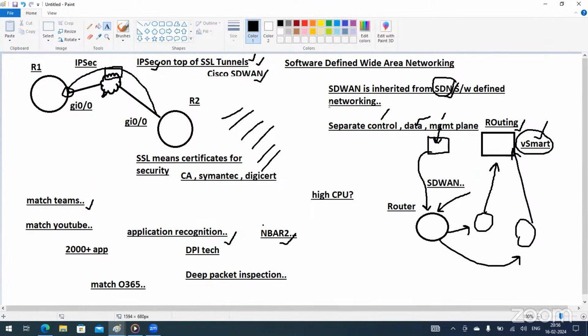Is this clear, everyone? Any question? Please tell me once again, sir. I cannot understand this one.